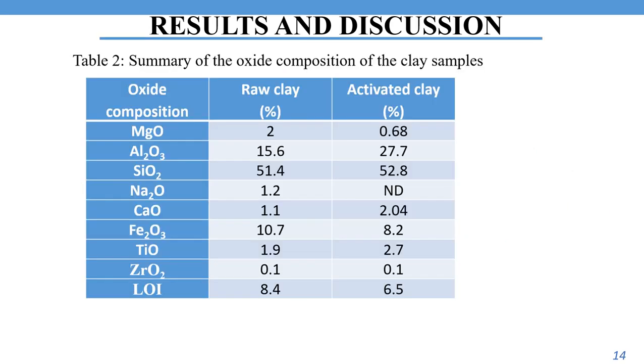This table shows the summary of the oxide composition of the clay sample. It was observed that the alumina-to-silica ratio of the clay increased from 0.37 to 0.52 after beneficiation and acid activation. This increase resulted from the removal of quartz from the clay. It was also observed that the loss on ignition decreased from 8.4 to 6.5. This could be due to the removal of carbonaceous compound impurities found in the clay.